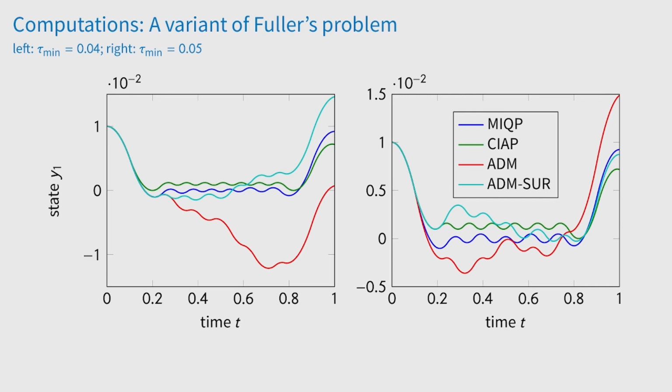And what you see is that if you do this, all solutions are relatively close, with the slight exception of the alternating direction method for smaller tau min. But otherwise, they are reasonably close. The controls look reasonably similar. The states look reasonably close in what they compute. And you will see later that the objective functions are comparable.